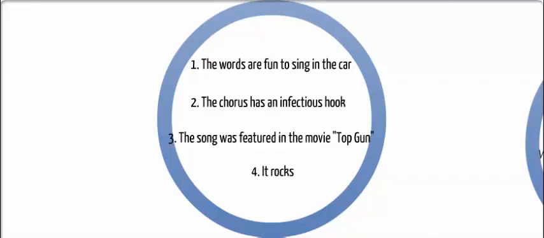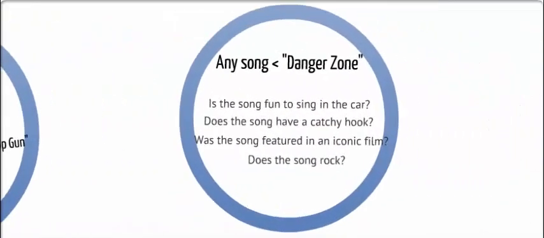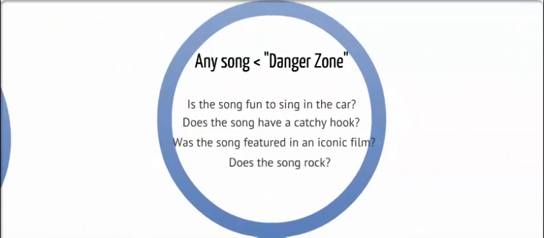Now, take the song you wish to evaluate and compare it to these criteria. Is your song as fun to sing in the car? Is the chorus as catchy? Was the song featured in an iconic film? Does the song rock? The evaluated song will rank acceptably or unacceptably in each category, and the explanation of how these songs compare in each category will be your particular evaluation of that particular song. Pretty easy, right? It's because it is.